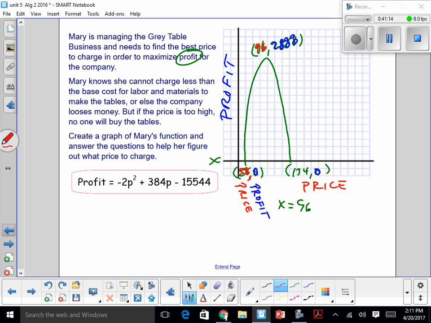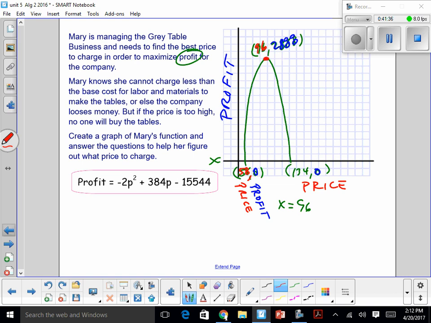Here's the other part. Because this is the vertex, this is the maximum amount of money you're going to make. In other words, 96 is the perfect price. It's the price that will make you the maximum profit. In other words, if you made it 97, you're coming downhill again. So this number can get smaller and smaller.